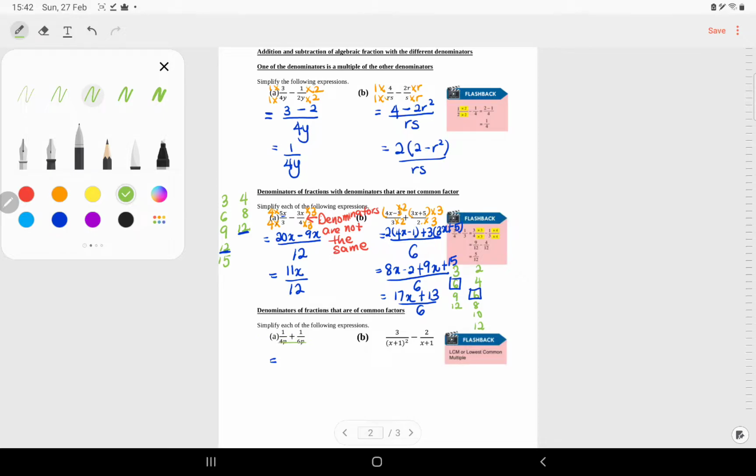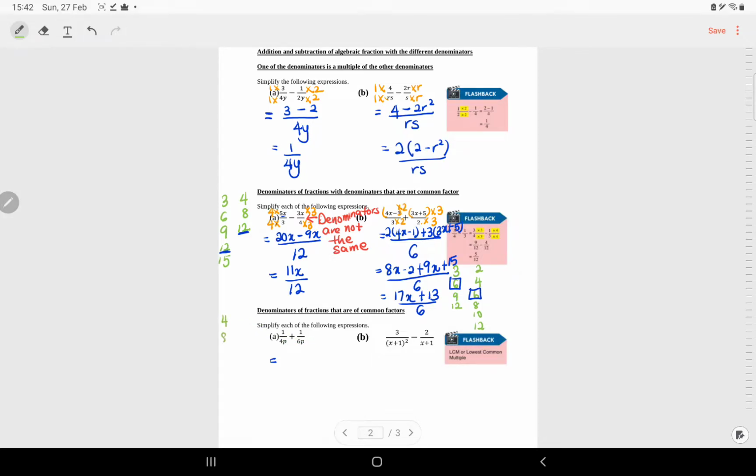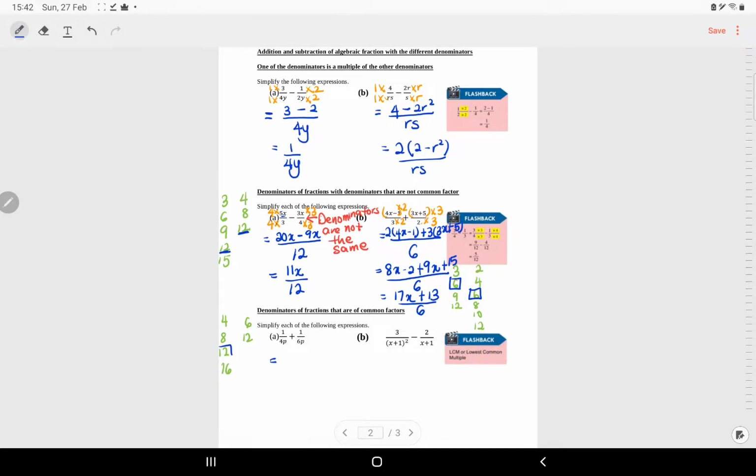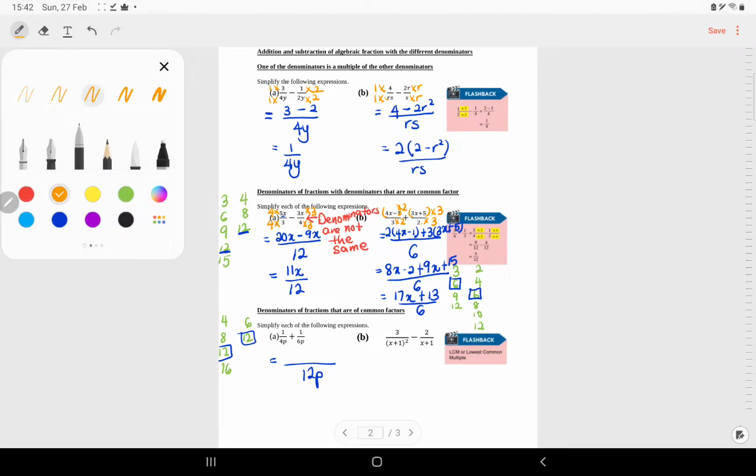We have 4, so 4, 8, 12, 16, and multiples of 6: 6, 12. There you go. You can see that your lowest common multiple is 12. And notice that I have the variable p here. So what we get is 12. We can have a common denominator of 12p. Okay?